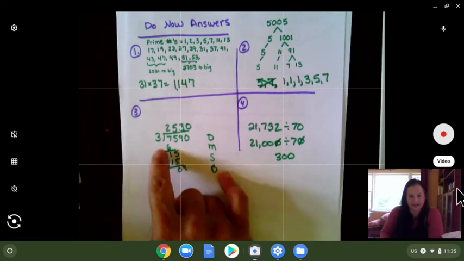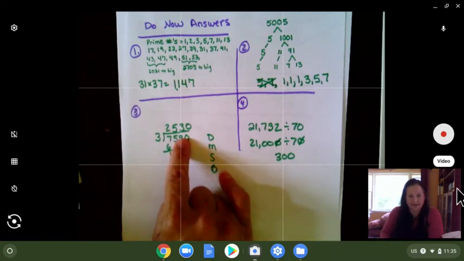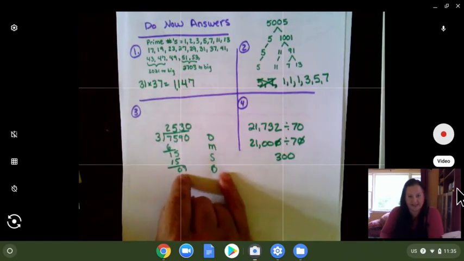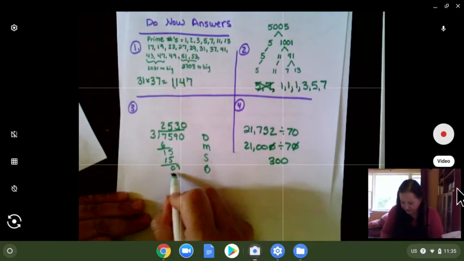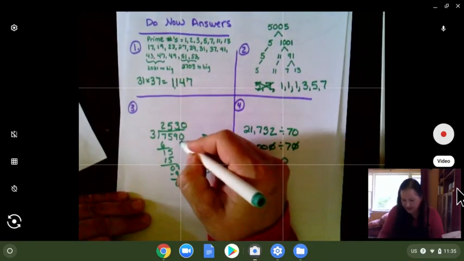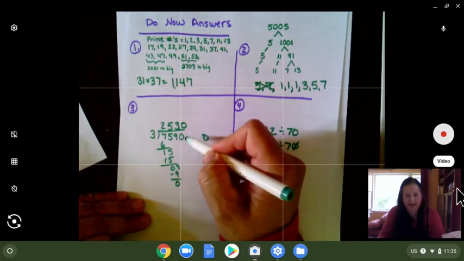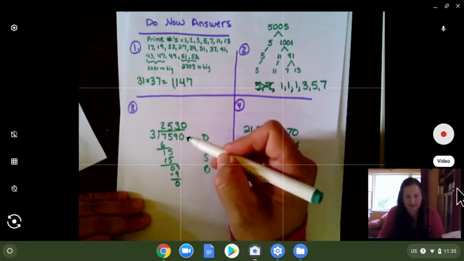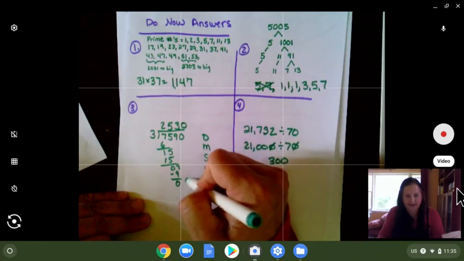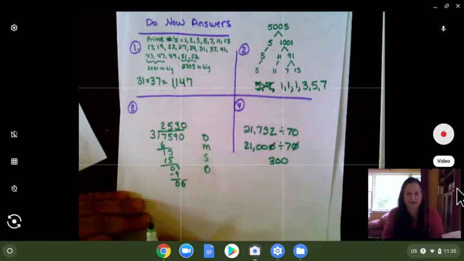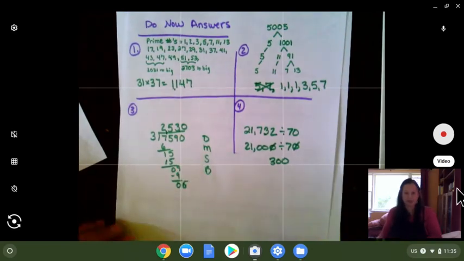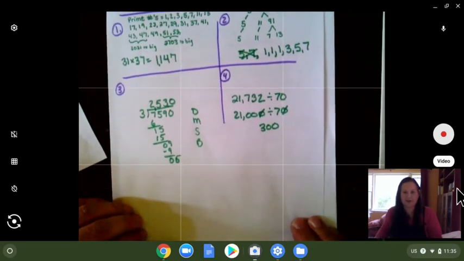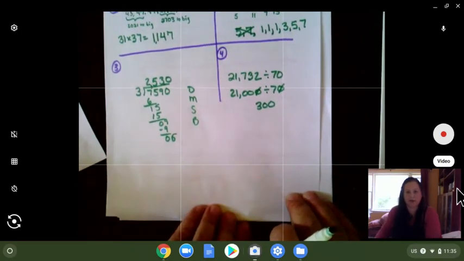Then we bring down the 9. 3 goes into 9 3 times, right? And so then 3 times 3 is 9. And let's write that in there for you. So we're going to subtract and get 0. And then we have the 0 left. And every bottom number over here needs a top number. So you can't just leave off the 0. You have to say, okay, I'm still bringing that 0 down. 3 goes into 0 0 times. So you have 2,530.